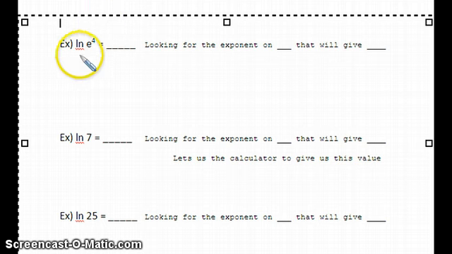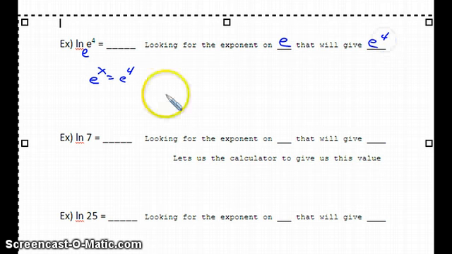Writing this one in exponential form, again, put our base of e down here. This is saying e raised to some power, we don't know, so we'll call that power x, has to be equal to e to the 4th. So I'm looking for an exponent on e that will result in e to the 4th. Again, bases are the same, so x would have to equal 4.